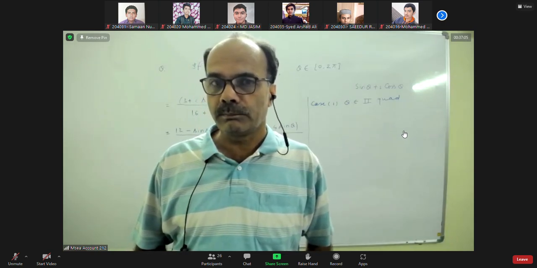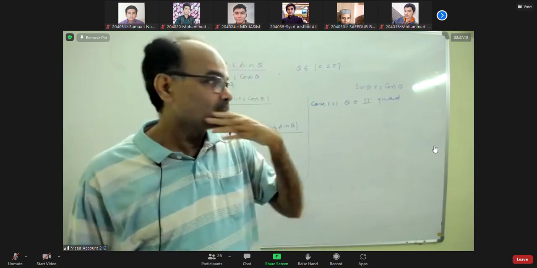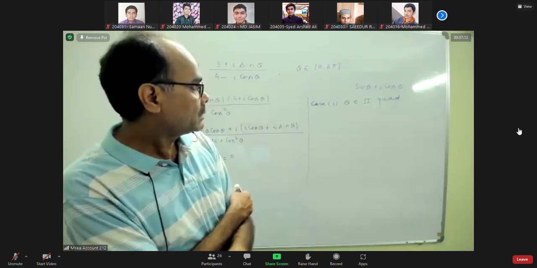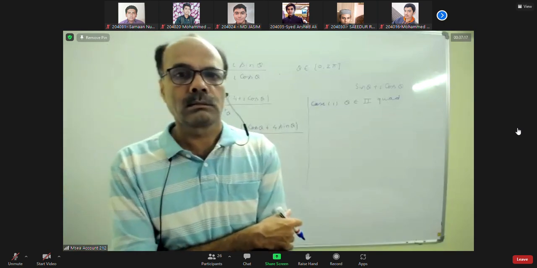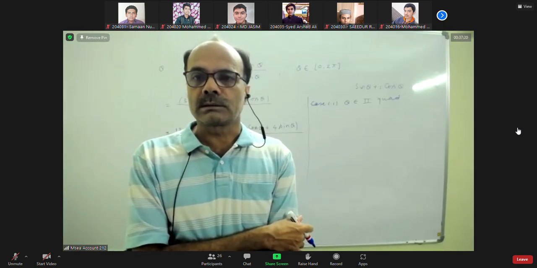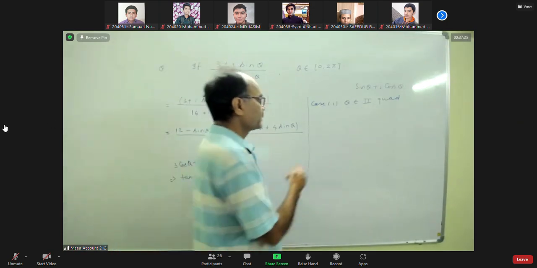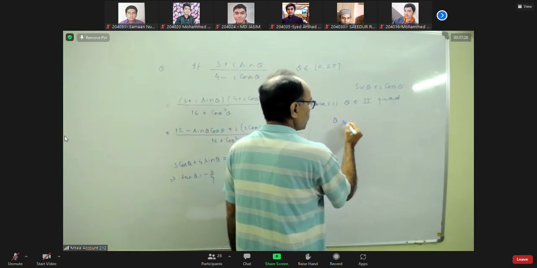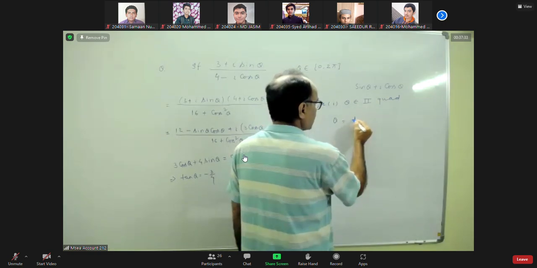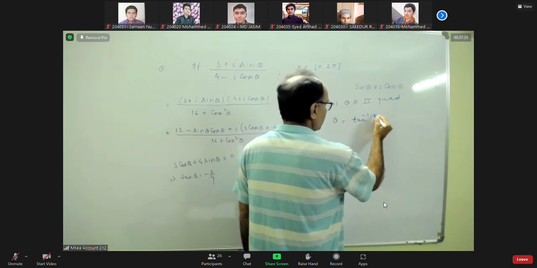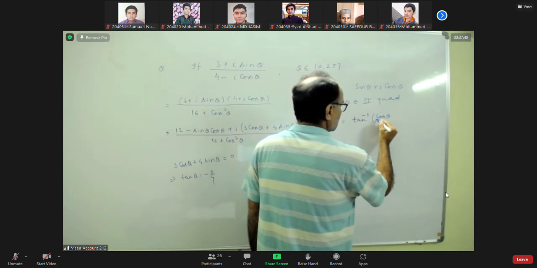A positive, b negative. B is the y coordinate. Cos theta will be negative, right? Yes, correct. So what will be the argument? If you write, and this is in the fourth quadrant, then the inverse tan of b by a, that is cos theta by sin theta.